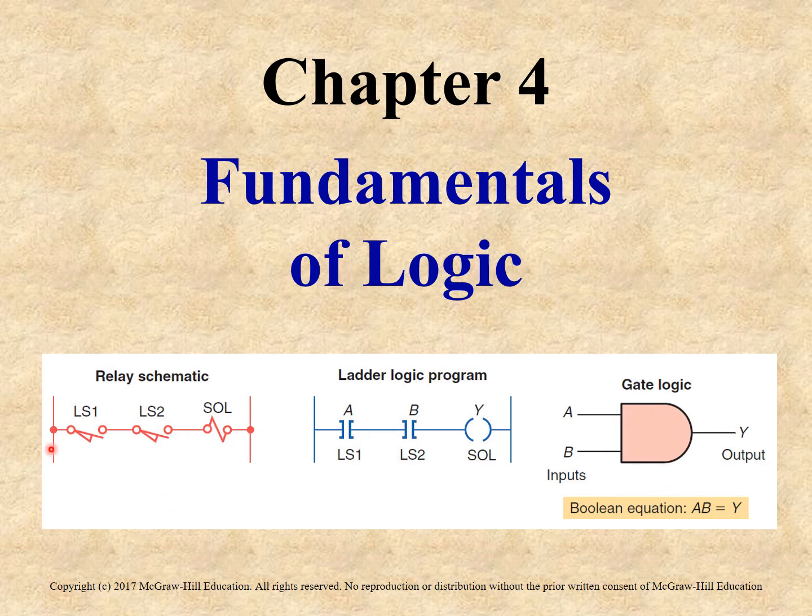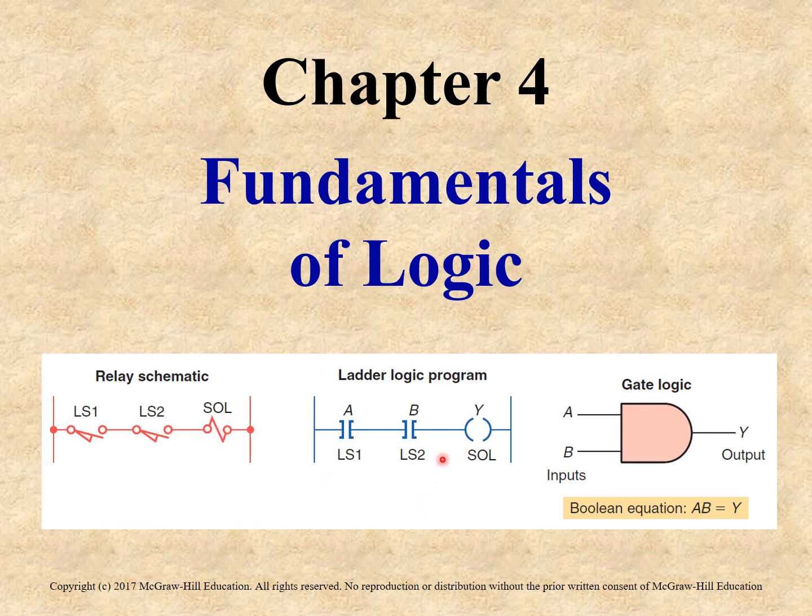Looking at the left, we'd have a hardwired, electrical circuit, say 24 volts going to a terminal and limit switch, coming out of another terminal and limit switch, going to the next limit switch, out of the terminal on the second limit switch, to a solenoid valve, and out of the solenoid valve to 0 volts DC. When we close both these switches, the solenoid turns on.